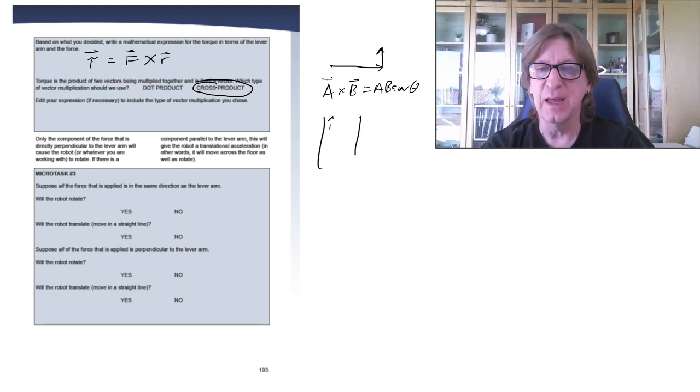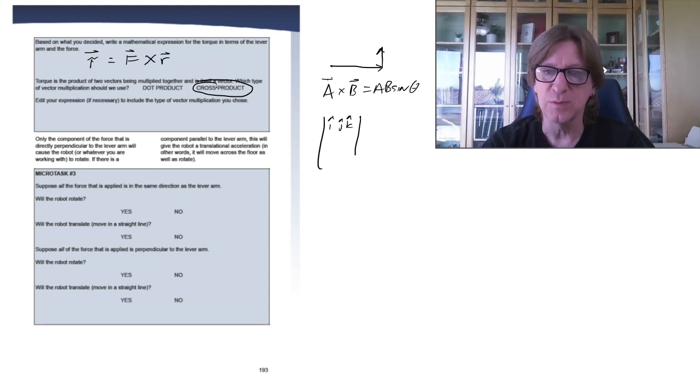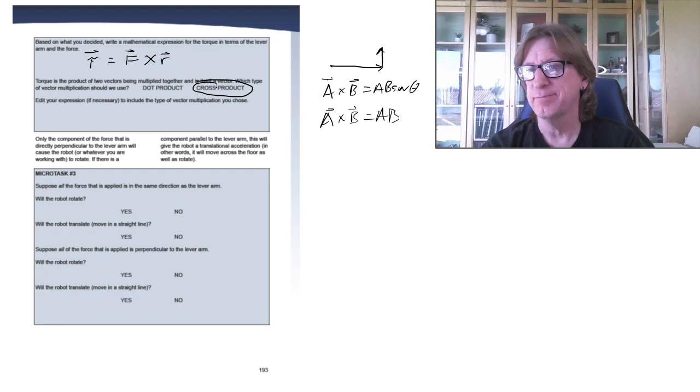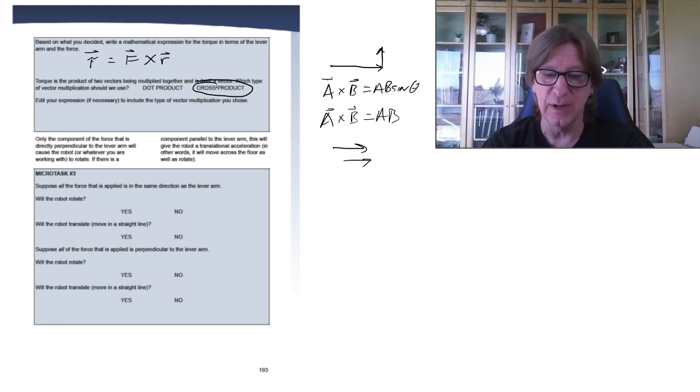If I've got an i hat, a j hat, and a k hat, I can put down the components of my a and b vectors, resolve that, and figure out what the cross product is there as well. In our case, though, we are applying it at a right angle, and so a cross b is just equal to a times b, the magnitudes, because they're at 90 degrees. Notice that they are no longer in the same direction. If they're in the same direction, I'm actually going to get 0. I'm not going to get anything at all.